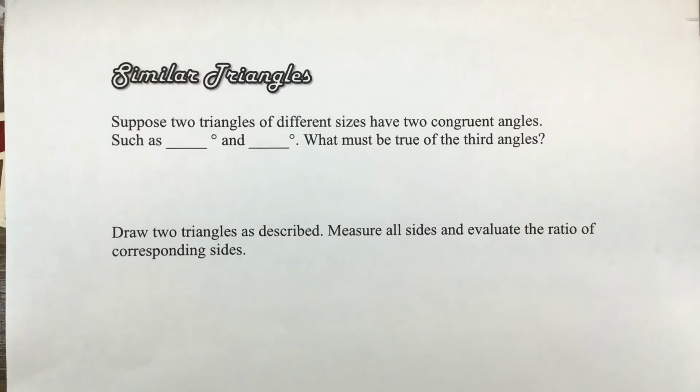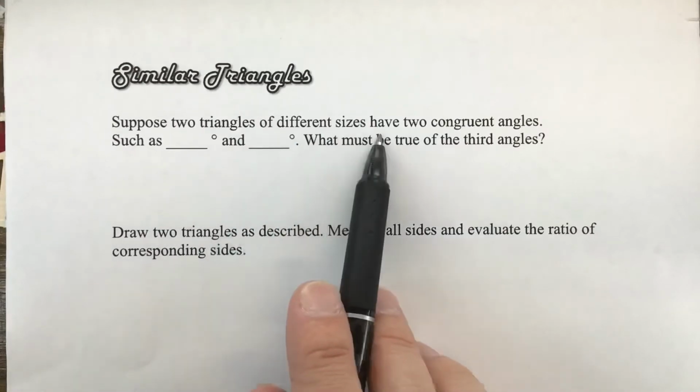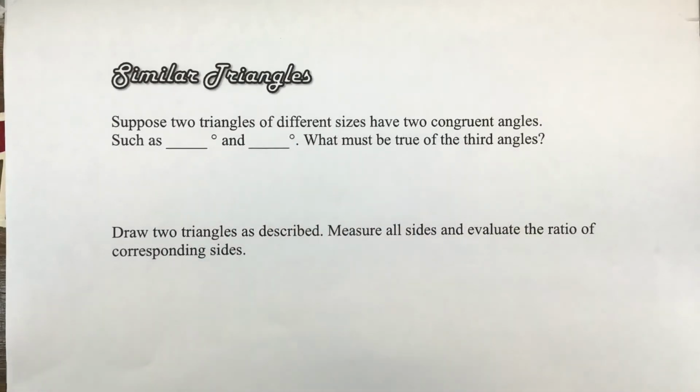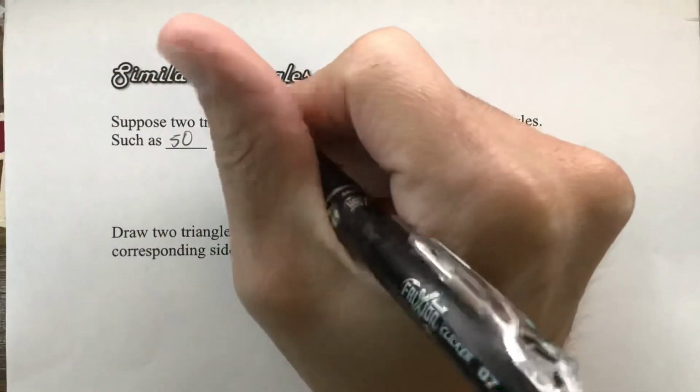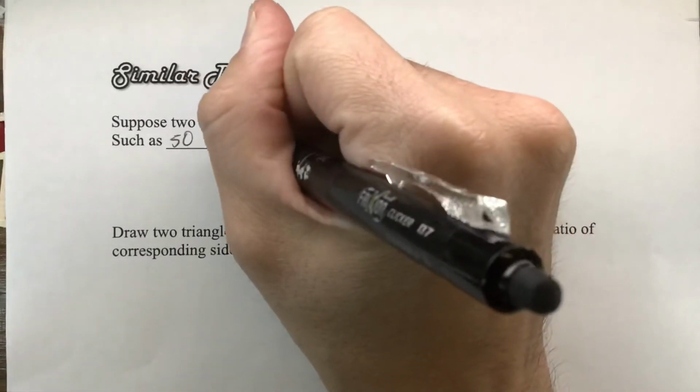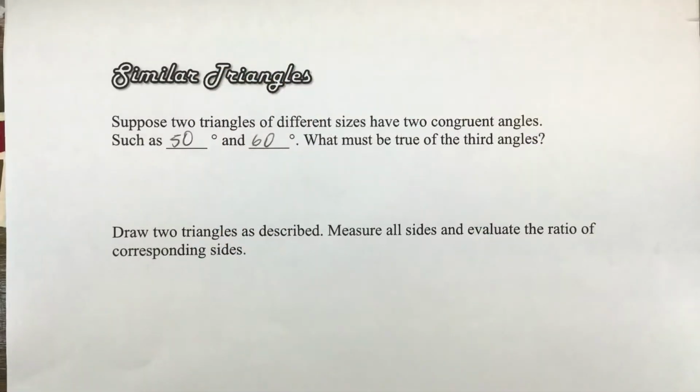So we're going to start with another observation, though, that makes things even easier to talk about, because I mentioned that they have to have the same three angles. Well, suppose that two triangles of different sizes have two congruent angles, such as, let's go with 50 degrees and 60 degrees. Suppose we have two triangles that both have those angle measurements. What must be true about the third angle? Well, because we already know that the angles of a triangle must add up to 180, the third angle would have to be the rest of that amount.